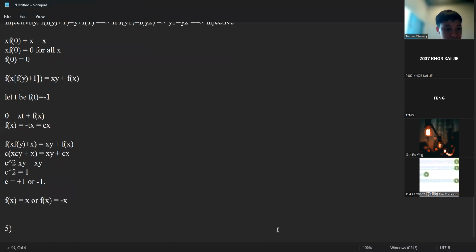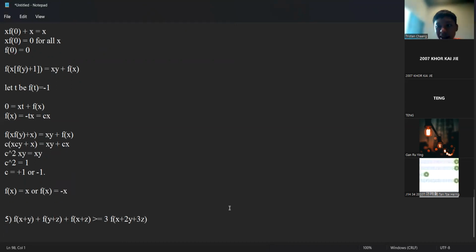Okay, so the next one, again, f from R to R. If it's just R to R, I'll just not write it. But we have this symmetric sum, which is greater than or equal to 3 times f(x plus 2y plus 3z). So here's a tricky one, because now we have an inequality and we are expected to find an absolute equality for f(x). But all we are given is an inequality.